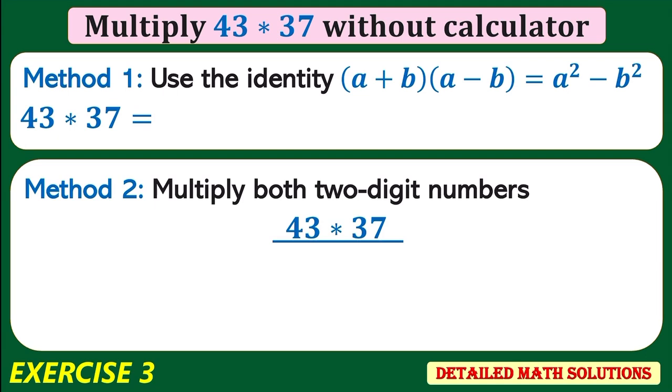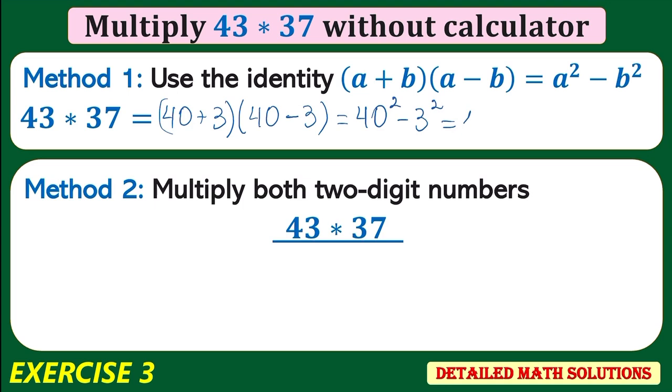Next exercise 3. Multiply 43 by 37 without calculator. Again, I'm going to use the identity and write 43 as the sum of the numbers 40 plus 3 in parentheses and 37 as the difference of the same two numbers 40 minus 3. When I apply the identity, I get 40 squared minus 3 squared, which equals to 1600 minus 9. When I subtract both numbers, this equals to 1591.